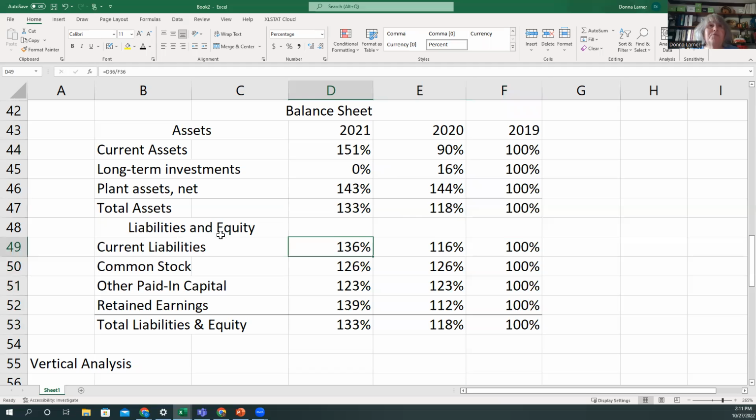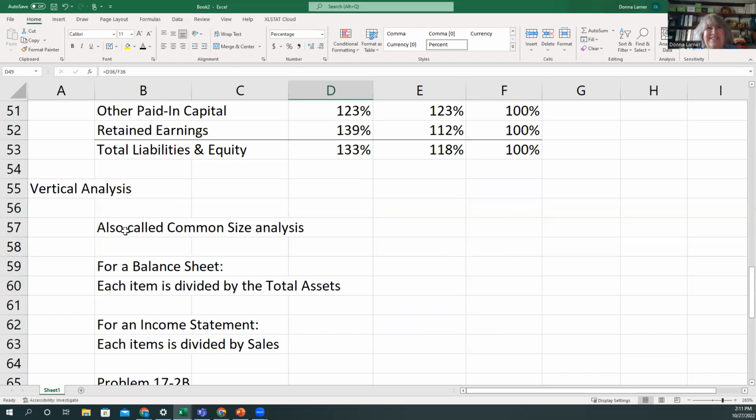So hopefully that helps with horizontal analysis. That takes care of horizontal analysis. In our next video, we'll look at vertical analysis.